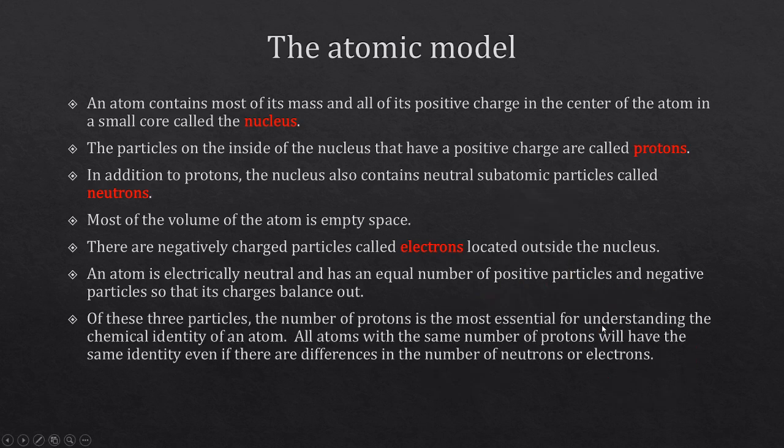So, of these 3 types of particles, the number of protons is the most essential for understanding what we call the chemical identity of an atom. All atoms with the same number of protons will have the same identity, even if there are differences in the number of neutrons and electrons. So if I have a sodium atom, and sodium is going to have, let me check and make sure. I know this really well, but yeah, it's going to have 11 protons. It's the type of thing I'd use all the time, but I figure if I say it on a video, I'll have messed up and then someone will be confused because I said the wrong number.